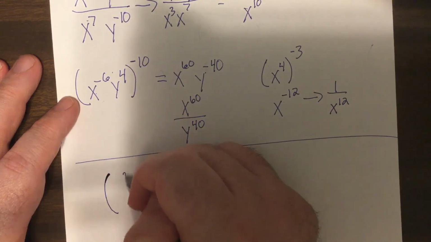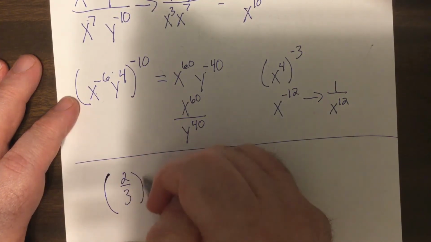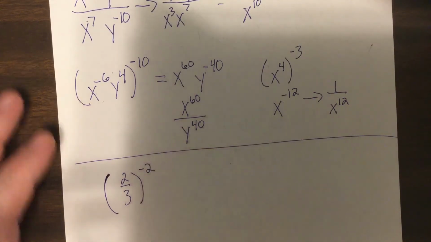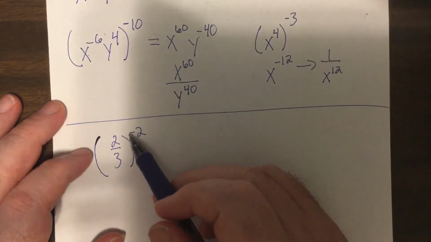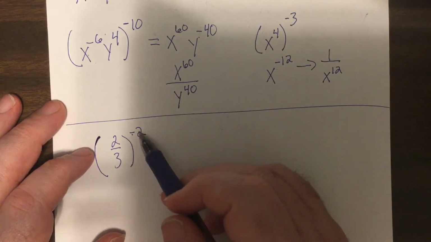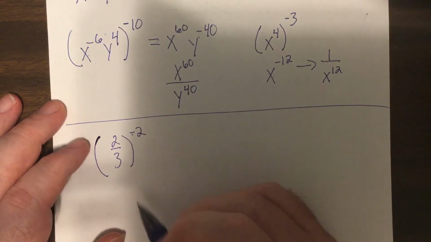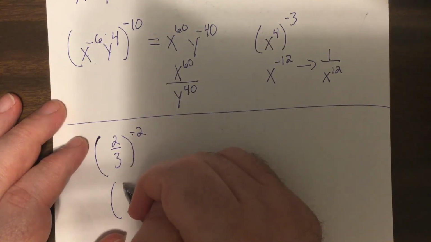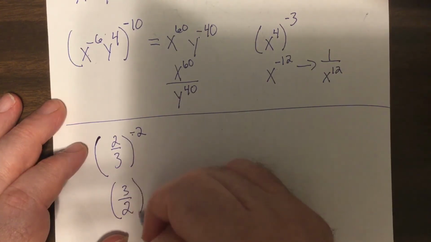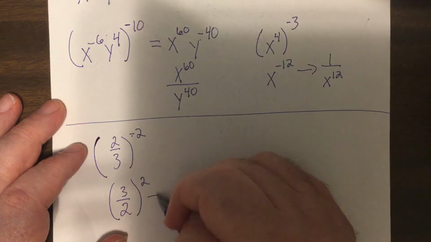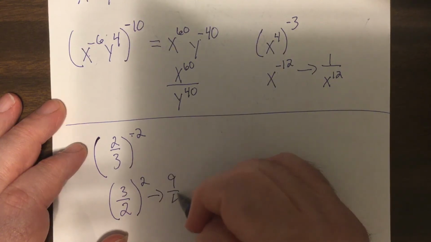So if I have, let's say, 2/3 to the negative 2. Then negative 2 means I need to do 2 things before my task is accomplished. At some point, I need to take the reciprocal or move it, and then I also need to square it. So I'm going to do the moving first. So I'm going to flip it because they're both in parentheses. And then 3/2 squared is 9/4.